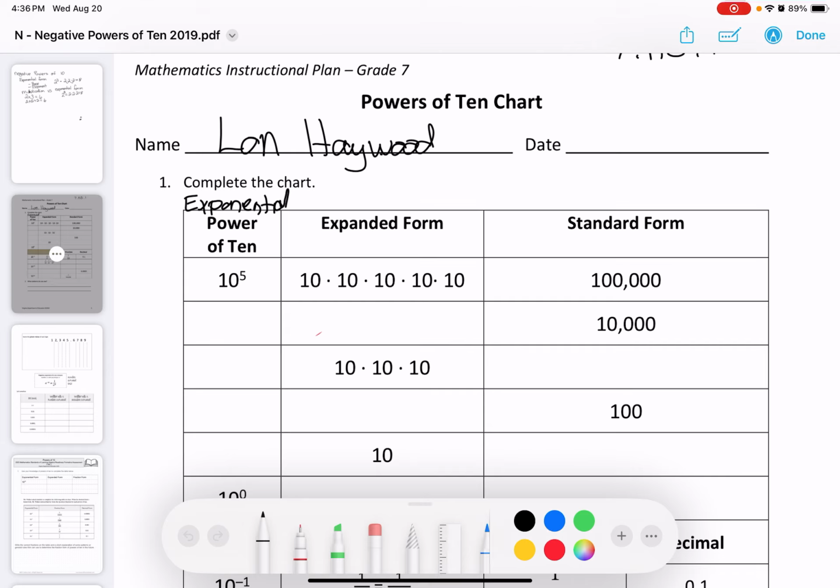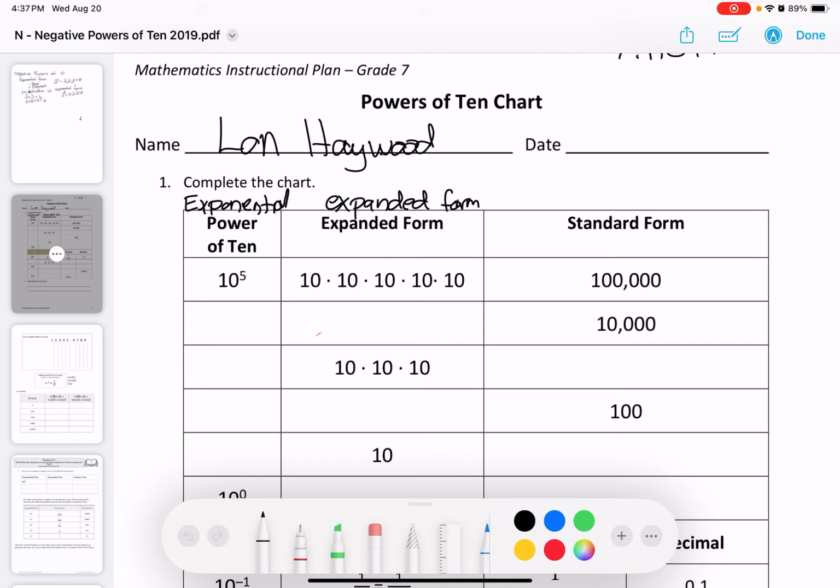And we know that that's exponential form because we have a base, which is 10, and our power, which is 5. This is expanded form. When we have expanded form, we are actually taking the factors that we're going to multiply. In this case, it is 10 times 10 times 10 times 10 times 10. We're going to multiply 10 five times. And in our standard form, that is just one value.